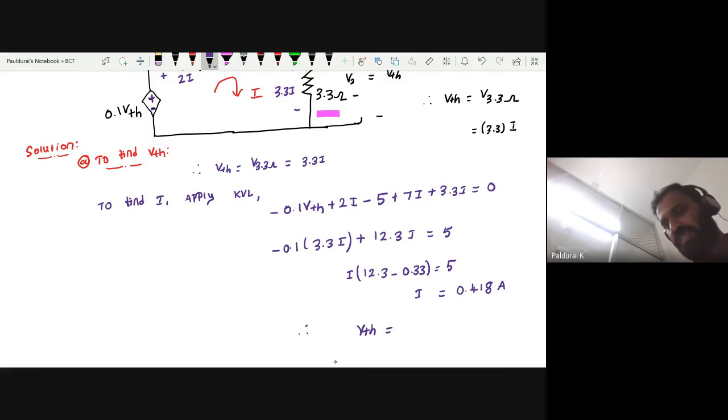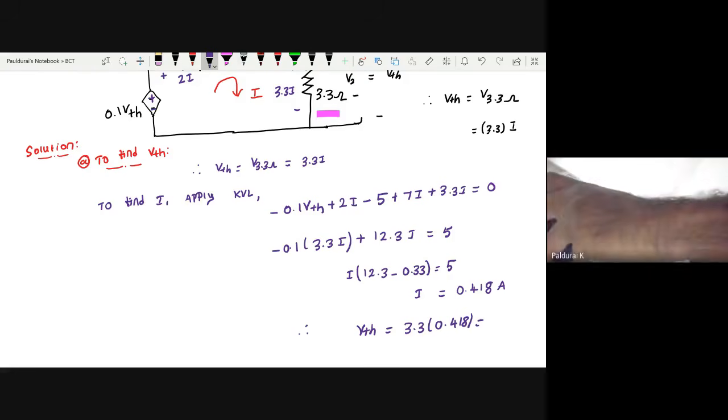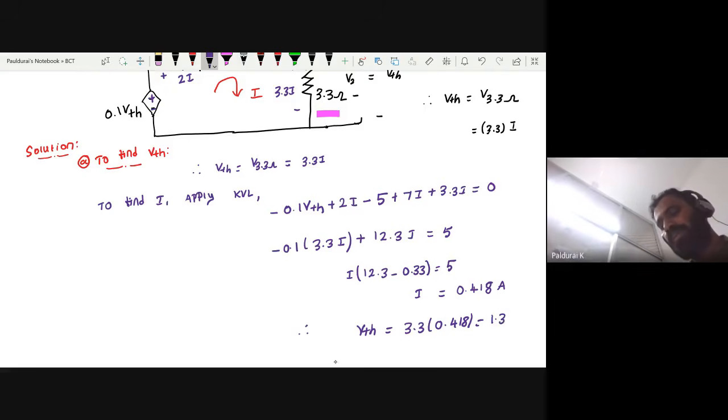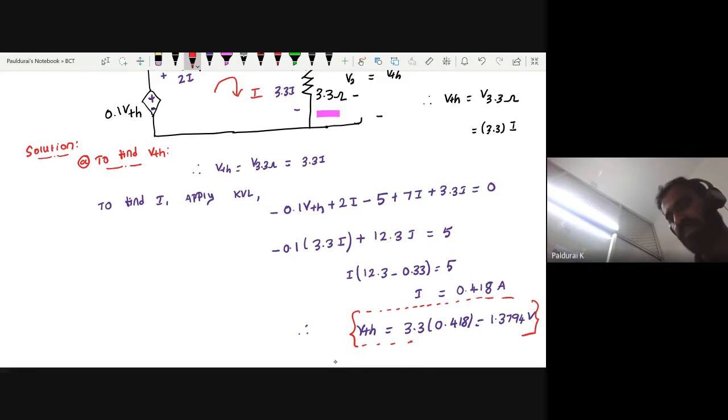Therefore, VTH equals 3.3 times 0.418. So what is 0.418 into 3.3? It is 1.3794 volt. So this is the way to calculate VTH. Any doubt?